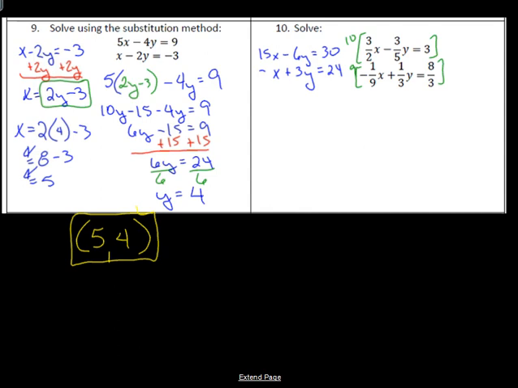If I multiply my bottom equation by 2, this equation here by 2, I'll be able to eliminate the y's. So my 15x minus 6y is equal to 30 stays the same. This becomes a negative 2x plus 6y is equal to 48.